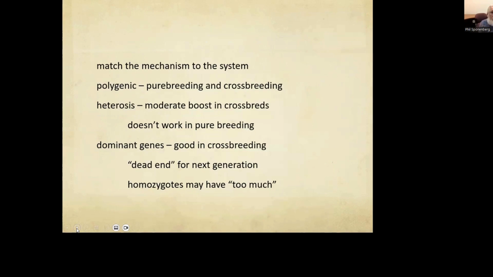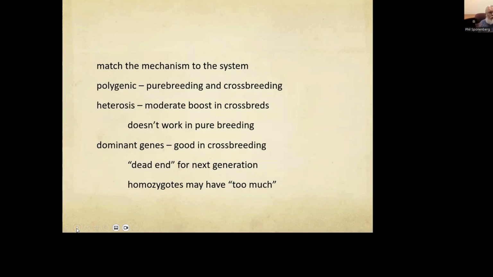So you have to match the mechanisms of the system. These polygenic mechanisms, yes, we can use them in a pure breeding situation. So within Finns and within Romanovs, the more the merrier, especially if they can raise them. We can also use that in crossbreeding, because we can use those as sires in crossbred flocks, and then we can save the ewe lambs, and we're going to boost the lambing percentage in that flock.